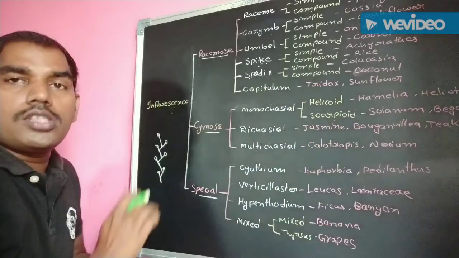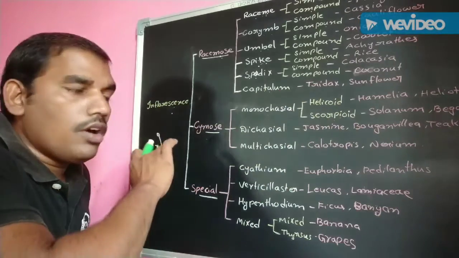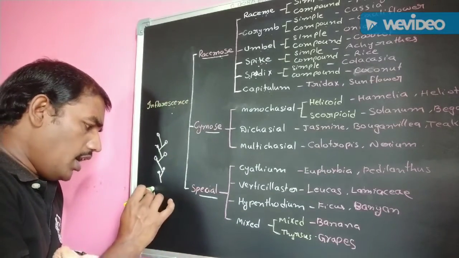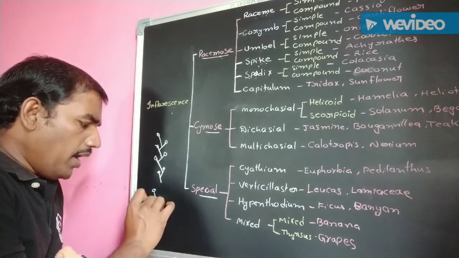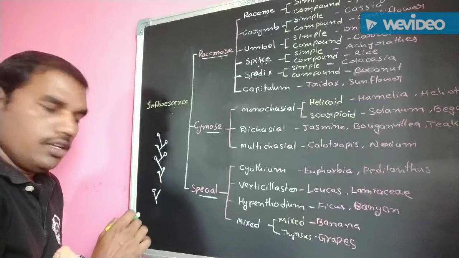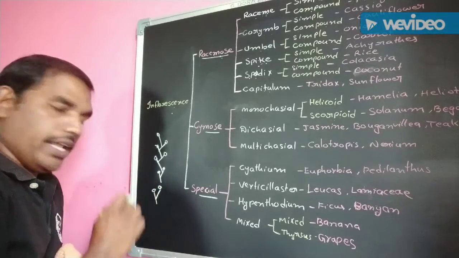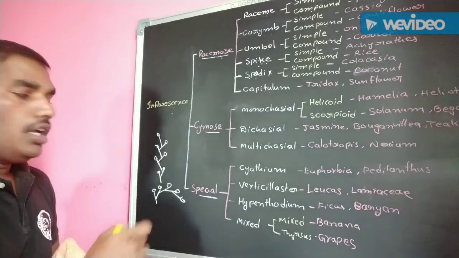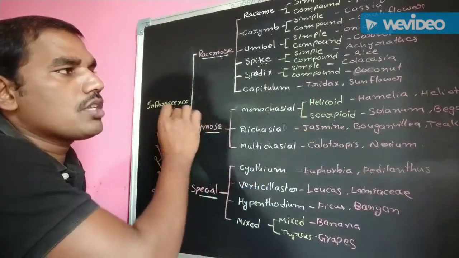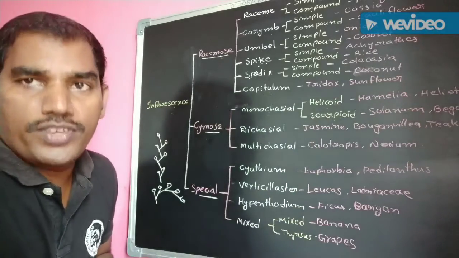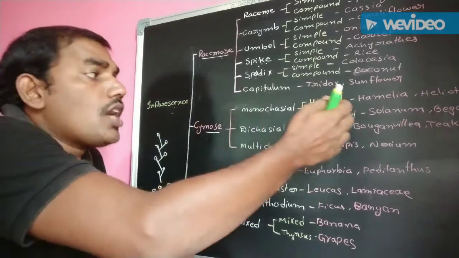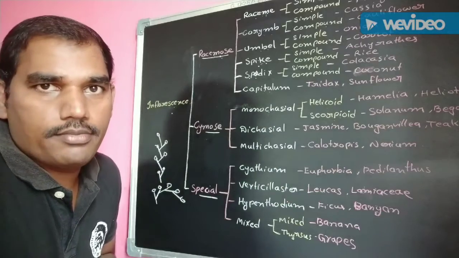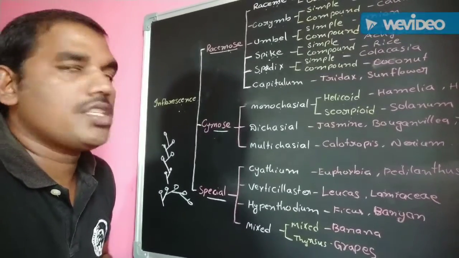But in scorpioid monochasial cymose inflorescence, flowers are produced on one side, either left side or right side. This means the peduncle ends with a flower, and a new peduncle is produced from one side of the old peduncle. Okay, in this way the new peduncles are born. Example of helicoid monochasial cymose inflorescence is Hemelia and Heliotropium. Example of scorpioid monochasial cymose inflorescence is Solanum and also Begonia. These are the best examples for scorpioid cymose inflorescence.